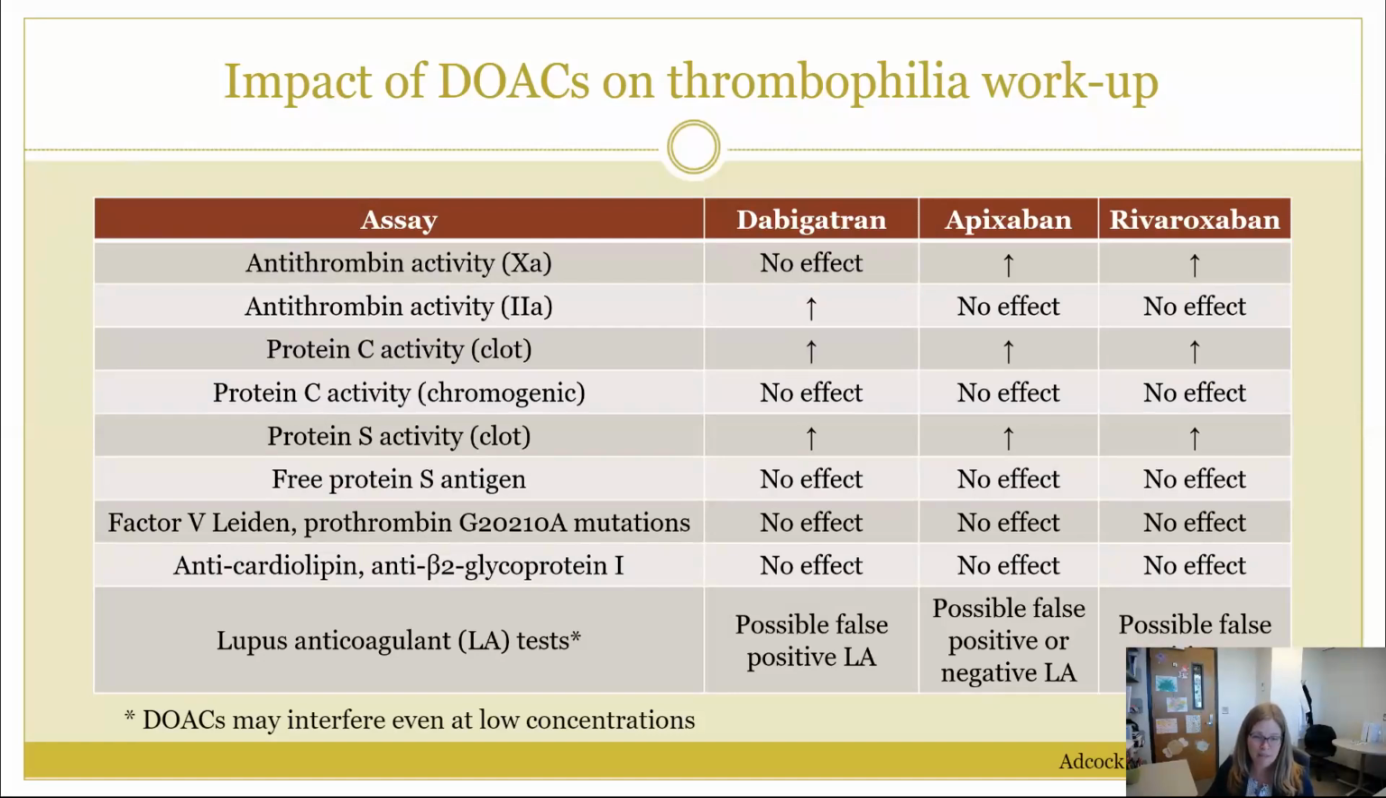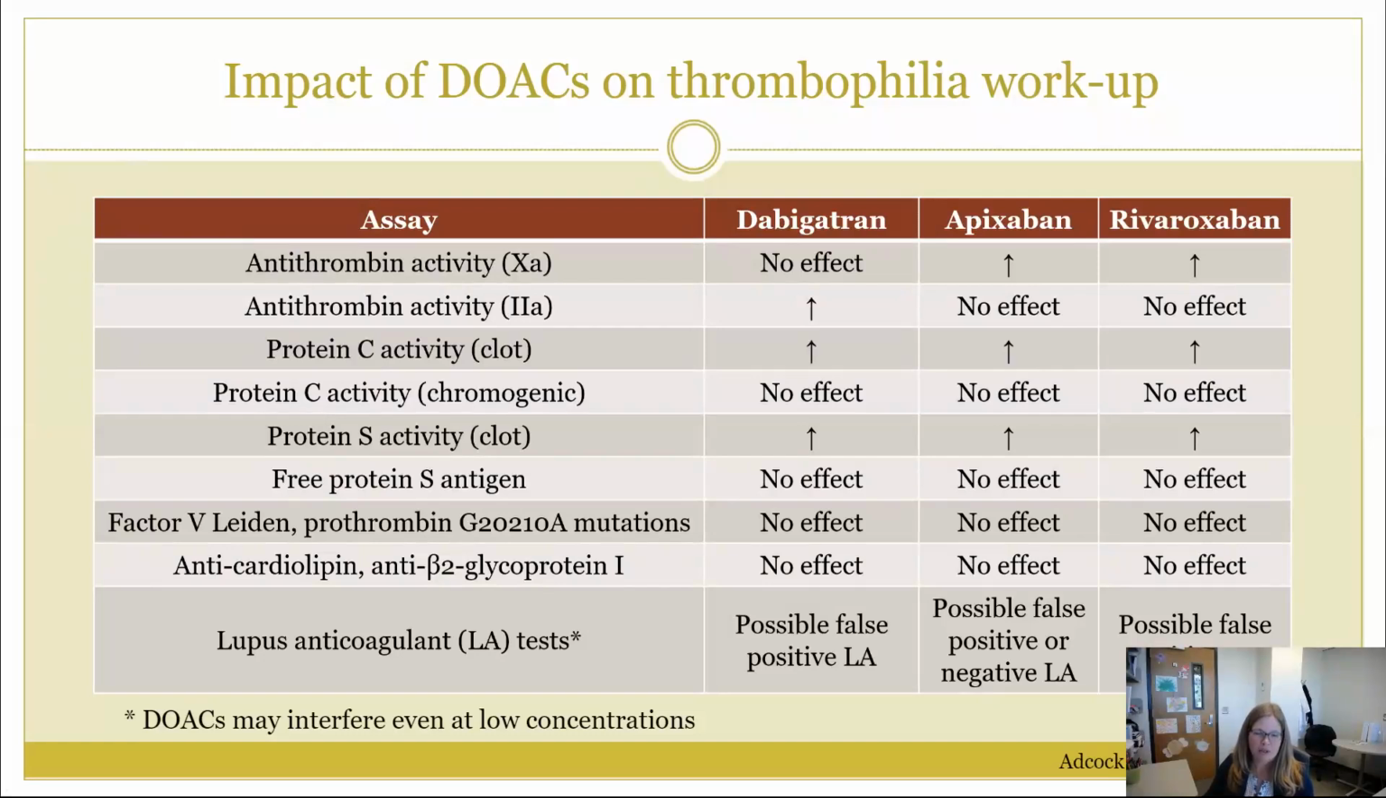So in a patient that might have an inherited antithrombin deficiency, the presence of apixaban or rivaroxaban could actually falsely elevate the antithrombin activity such that it is within the reference interval. So you could miss the diagnosis of antithrombin deficiency. Now, if your lab uses a 2A-based assay for antithrombin, then the opposite would be true. Dabigatran would affect the assay, but apixaban and rivaroxaban would not.